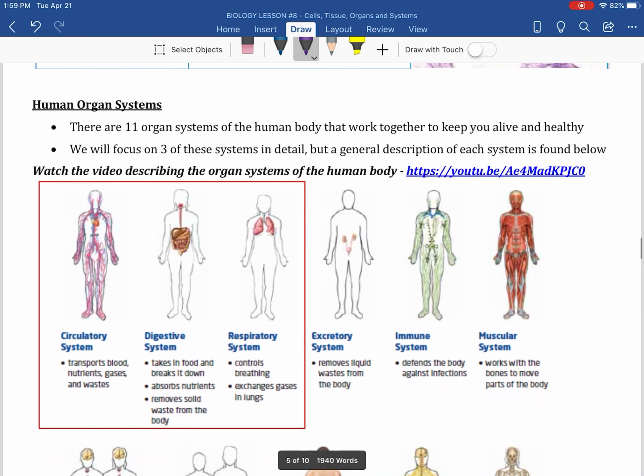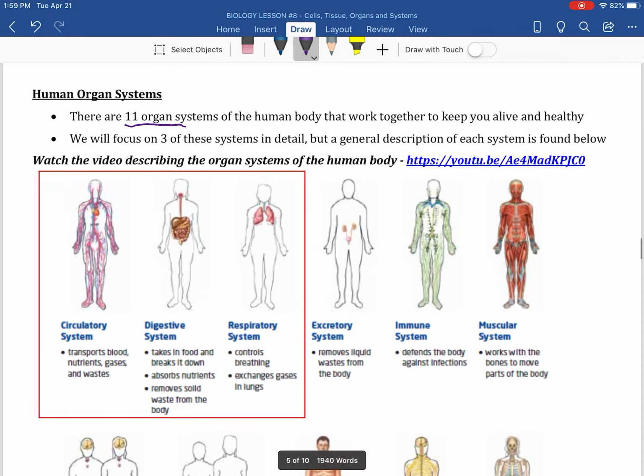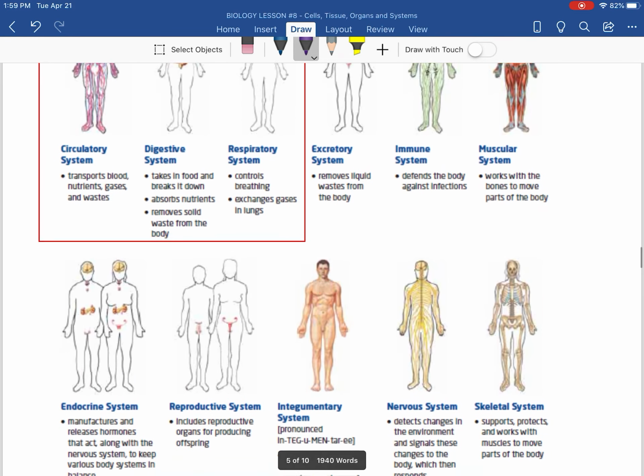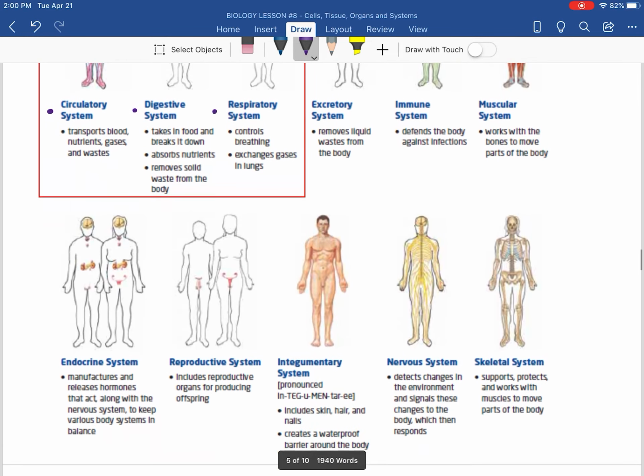All right, so we've got 11 organ systems in the human body. 11 organ systems. All right, and all of those are found in this picture. Okay. Here are the three we're going to be talking about, and it's already lovingly boxed for us. We're going to be talking about the circulatory system, the digestive system, and the respiratory system in detail in grade 10. Okay, once you move on to grade 11 bio, you're going to be going into other systems in more depth. But for our purposes, it's these three that we're going to be dealing with.